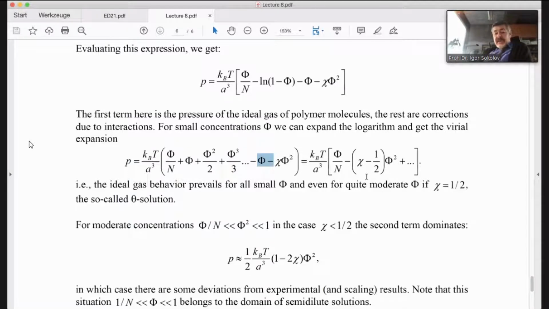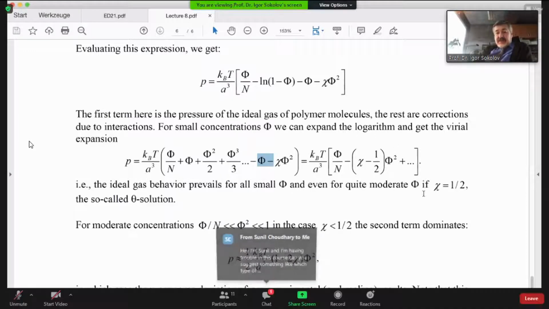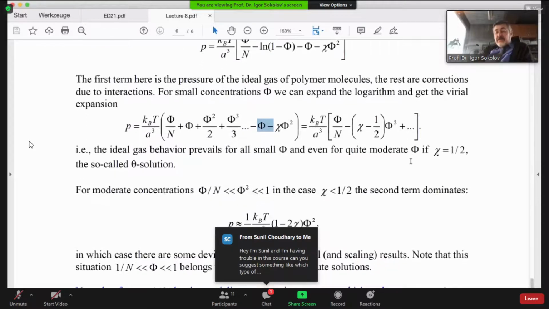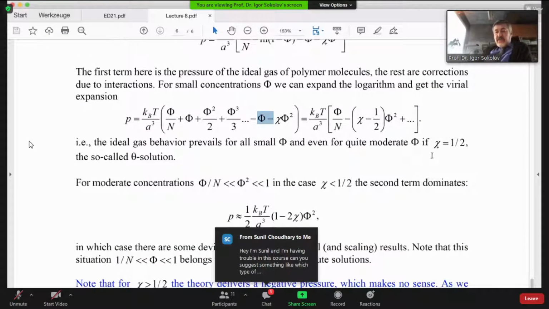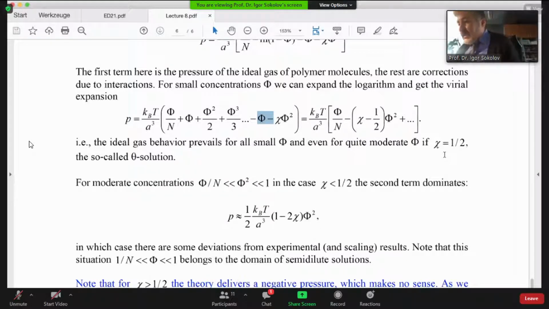Now, let's have a look at the thing a little bit. First, if chi is equal to 1/2, this guy is away and it starts from the cubic term. I don't consider it now, but the case chi equal to 1/2 is an important case, and it's called the case of a theta solution.